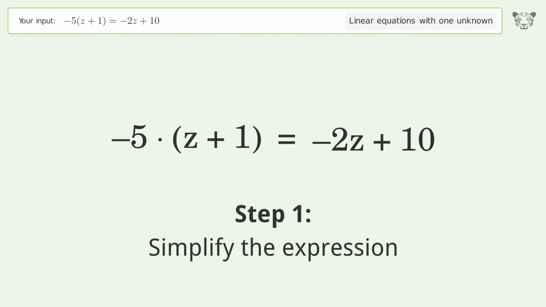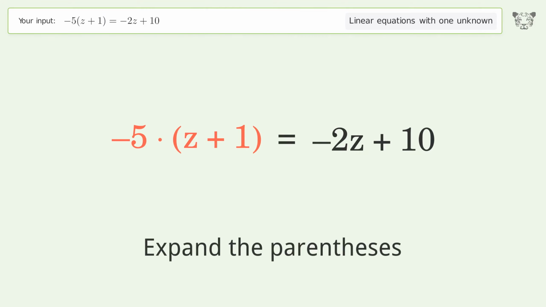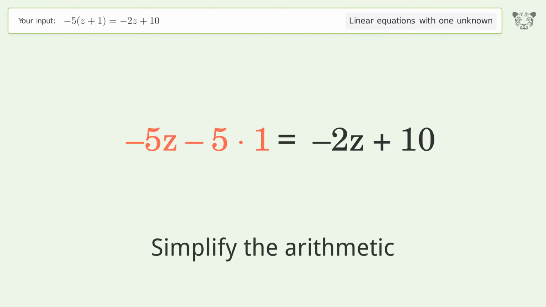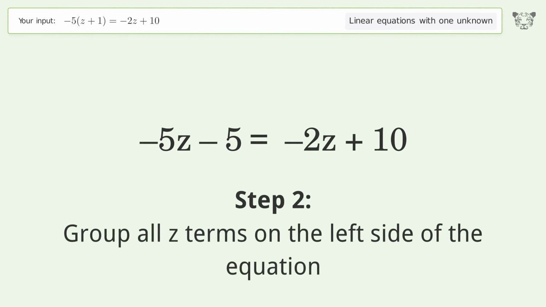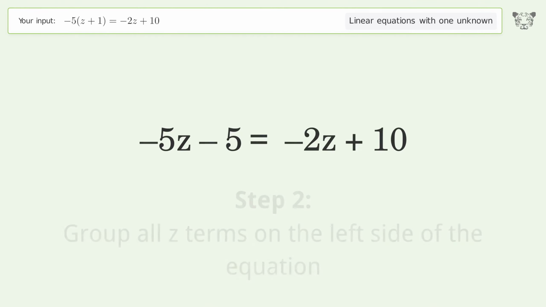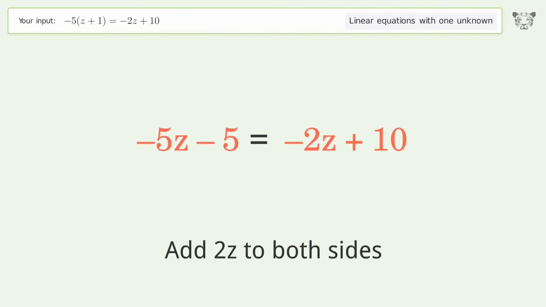Simplify the expression. Expand the parentheses. Simplify the arithmetic. Group all z terms on the left side of the equation. Add 2z to both sides.